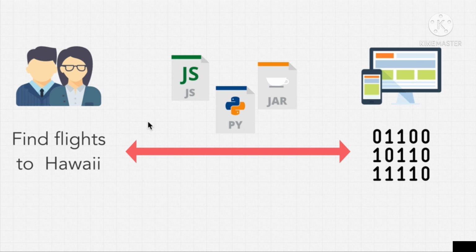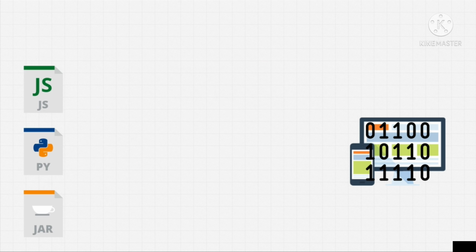Okay, that's great. We have these pieces, but what are we missing here? I mean, if I want to find flights to Hawaii, how do we go from here to, let's say, a website showing us a display of all our flights, telling the computer to show that flight information on our screen? What are we missing here?